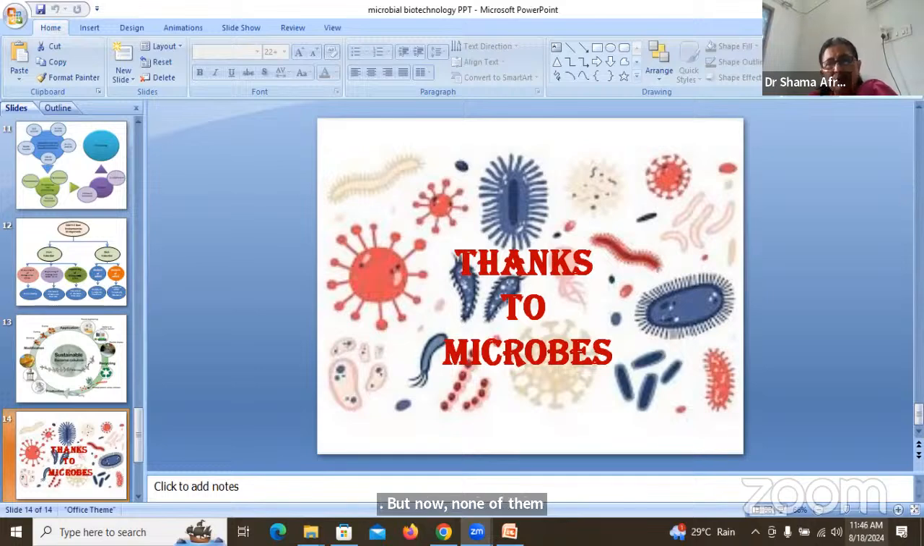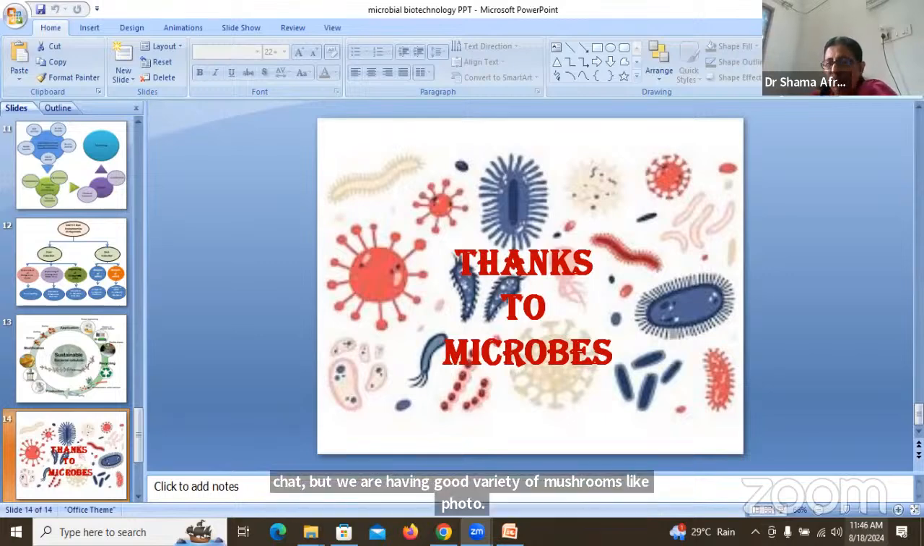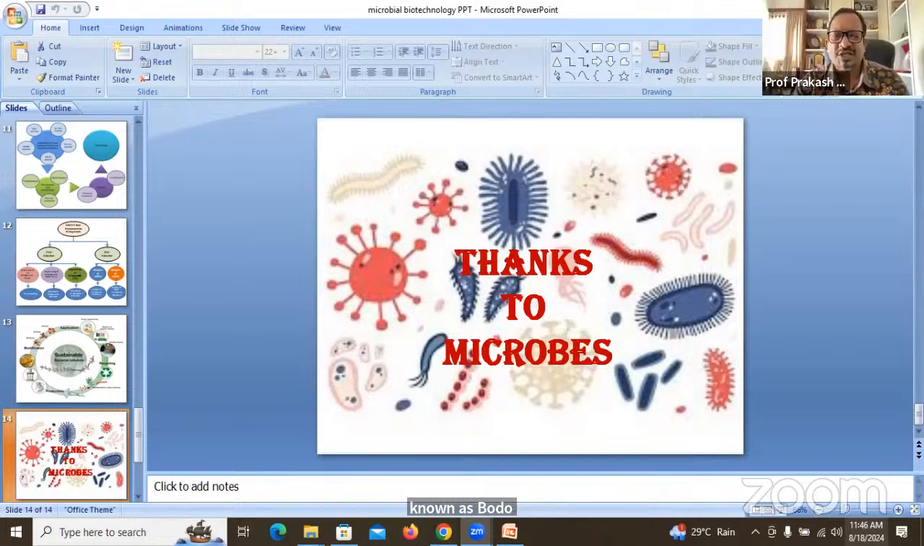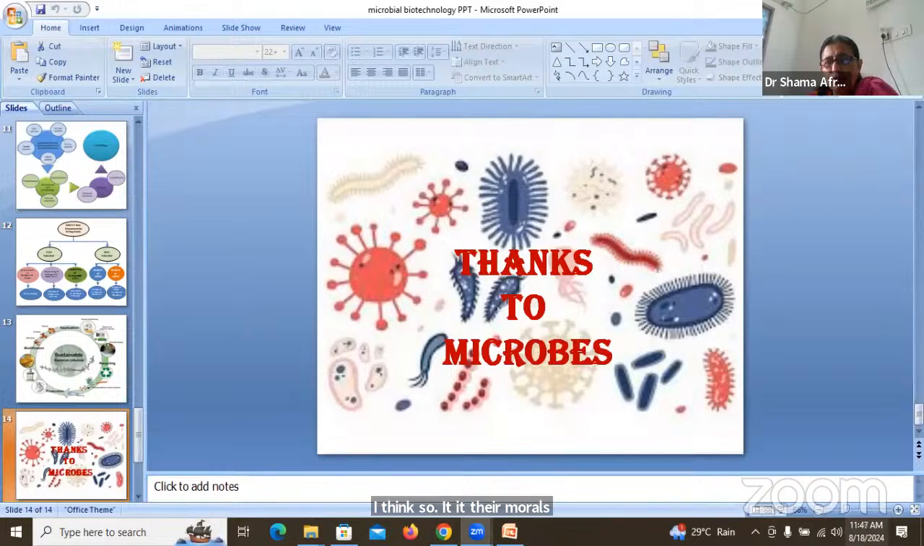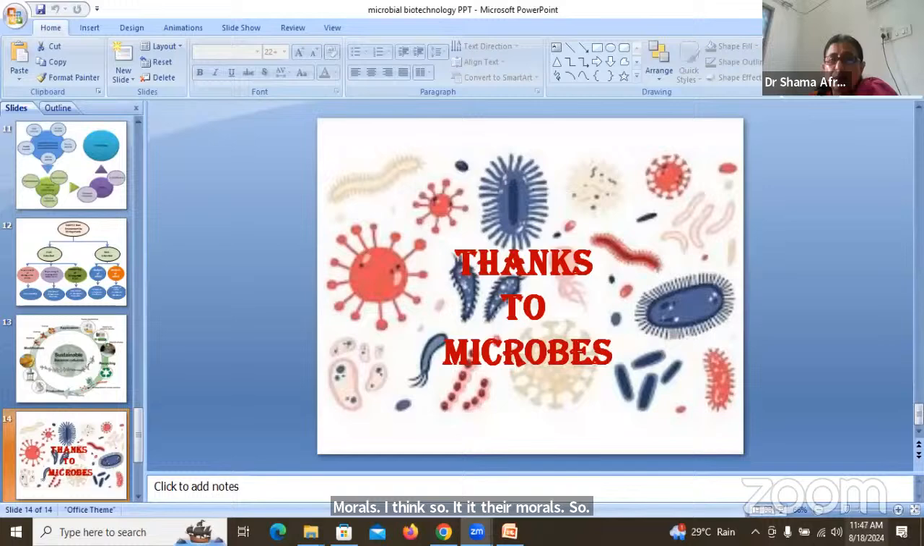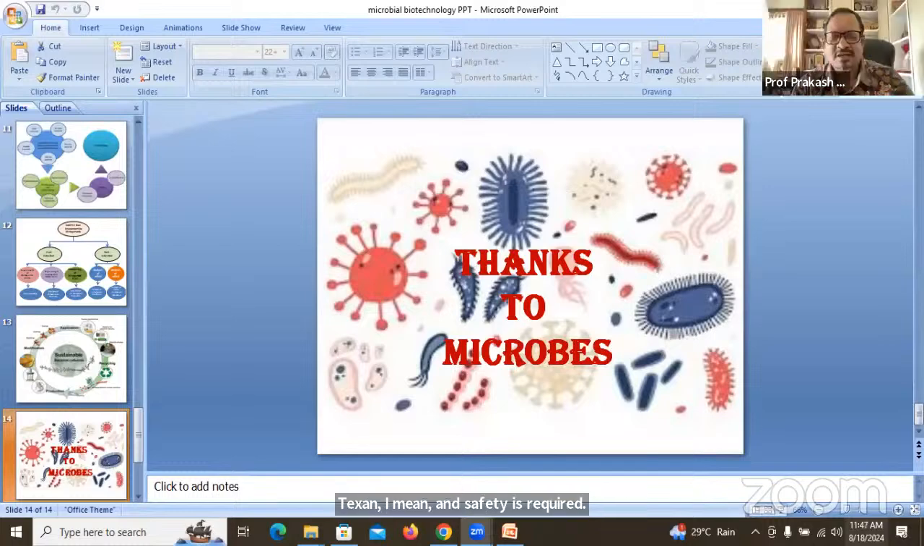But we have a good variety of mushrooms like futu, which may be in a symbiotic relationship with the sal forest, and then bodo. Sir, one more mushroom is known as bodo. So proper identification is needed. They are morels, I think. Studying their taxonomy and safety is required, besides the propagation. Yes, sir, it should be possible.